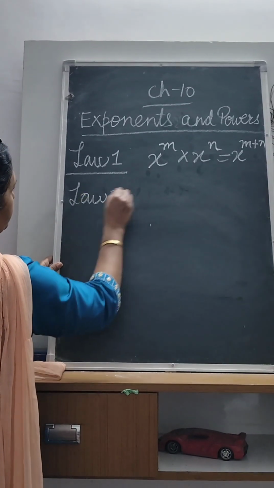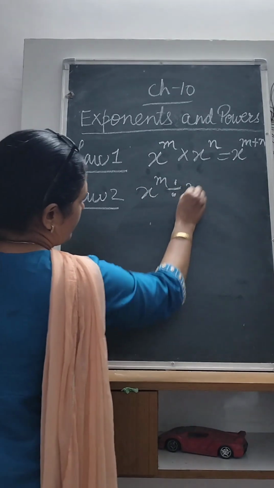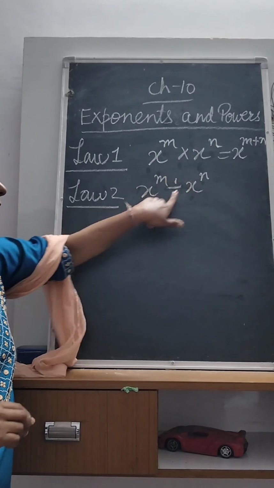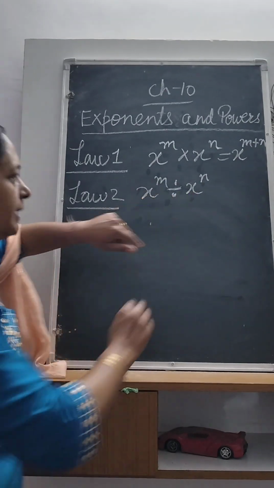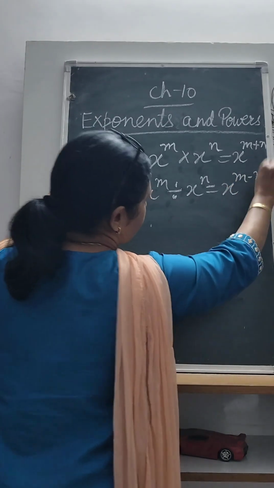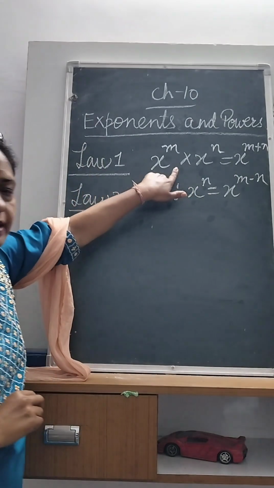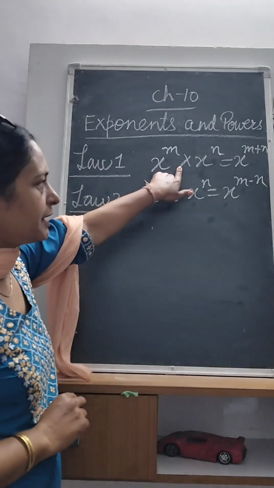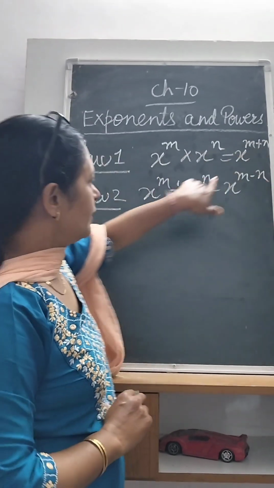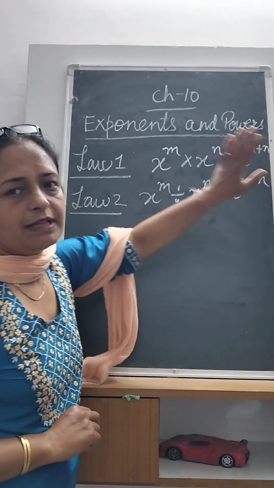Second law: when bases are same and powers are different and we are doing division, then instead of plus we will do subtraction. x raised to power m minus n. So the difference is: when multiplication, bases are same, powers are added. When division, bases are same, powers we will subtract.